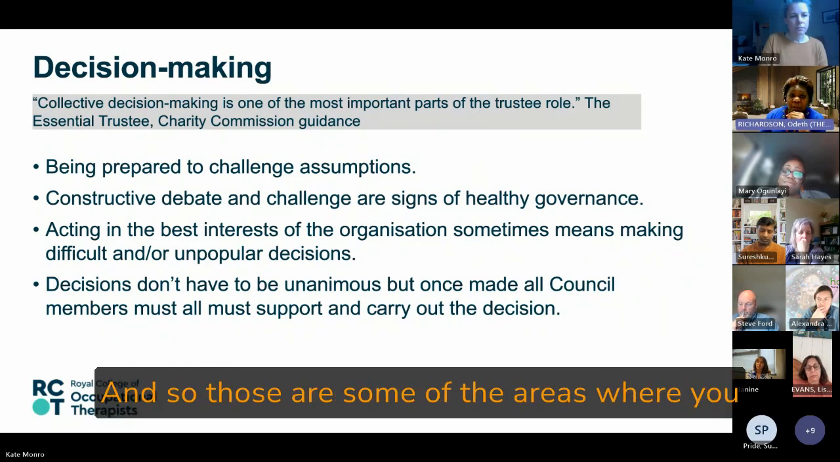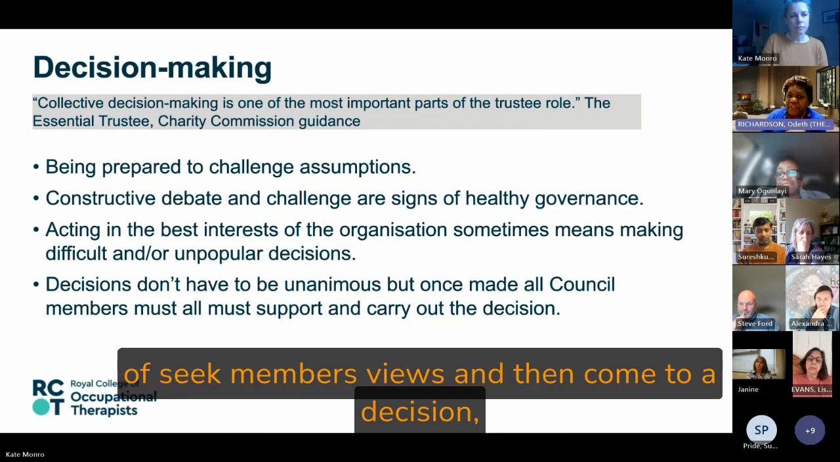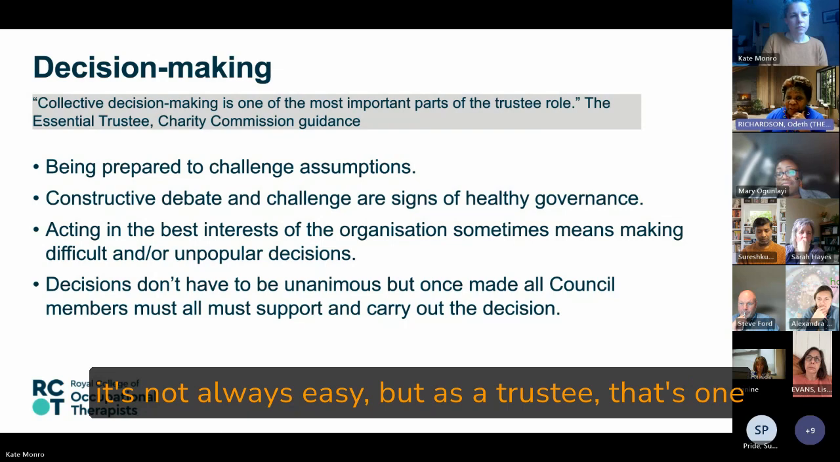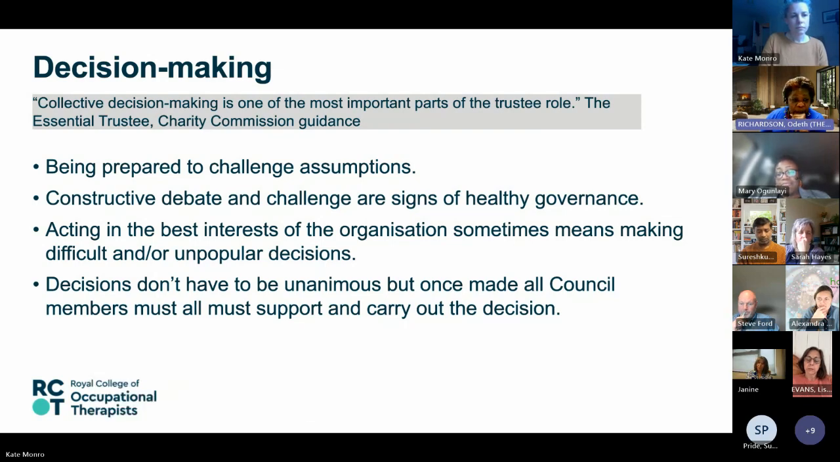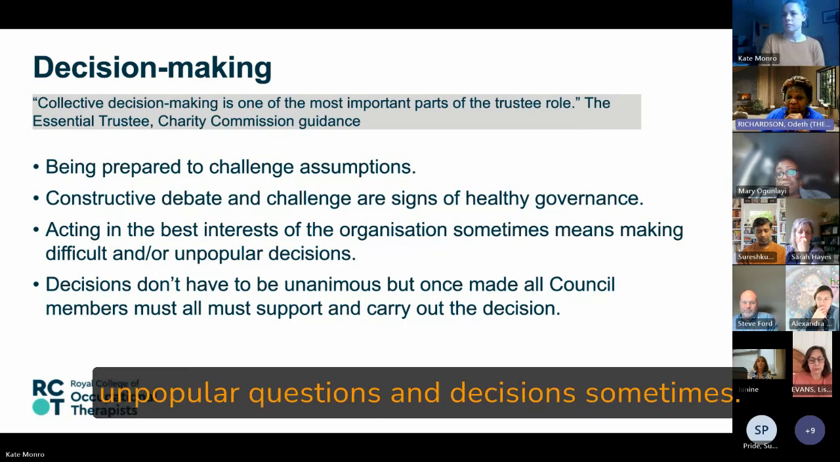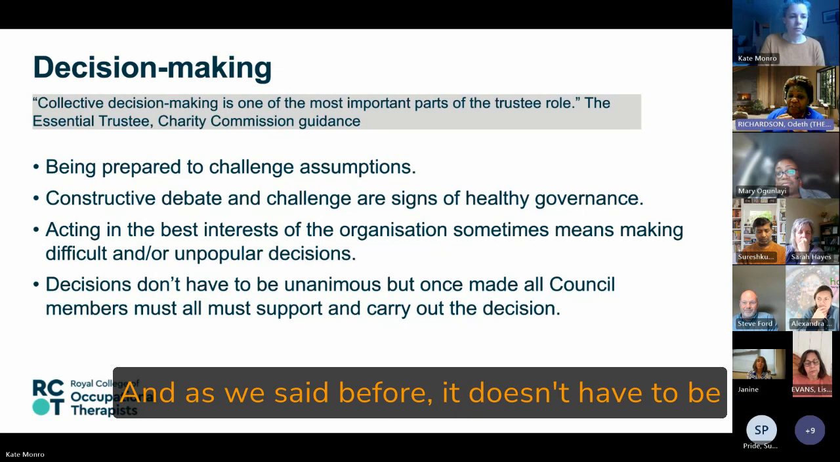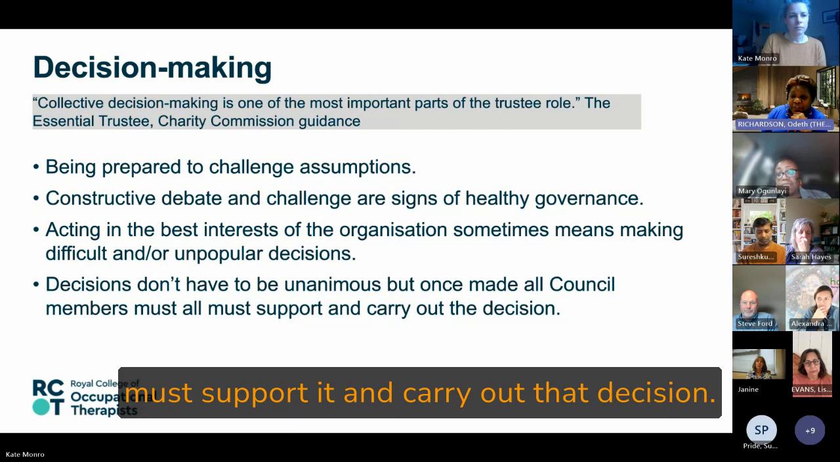And so those are some of the areas where you find those challenging conversations and decisions, and having to seek members' views and then come to a decision. It's not always easy, but as a trustee, that's one of the things that you'll be expected to do. It means asking those difficult and unpopular questions and decisions sometimes. And as we said before, it doesn't have to be unanimous, but once the decision is made, all council members must support it and carry out that decision.